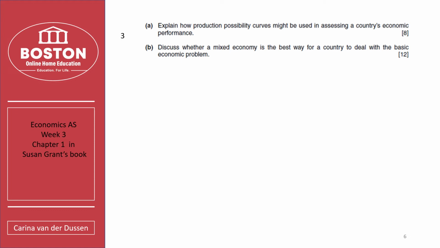Karl Marx also thought that a planned economy is the best. So whatever you do, prove. Prove to the examiner that you know what you're talking about. Right.